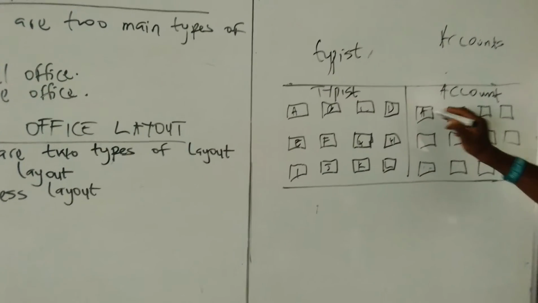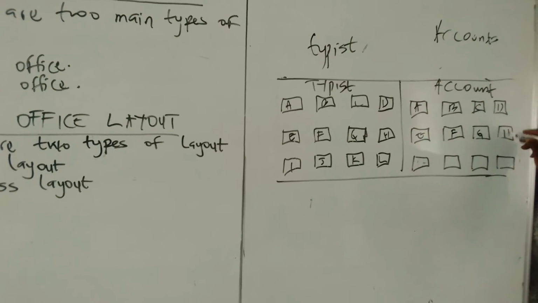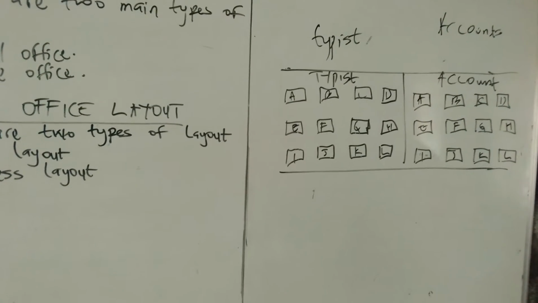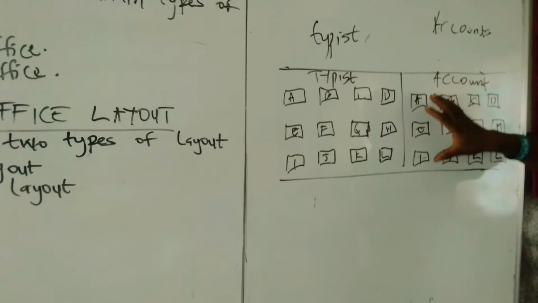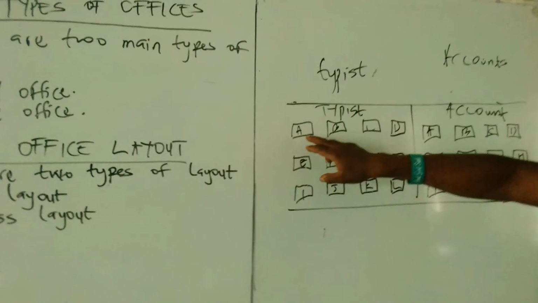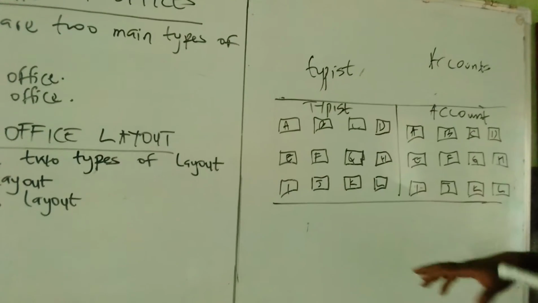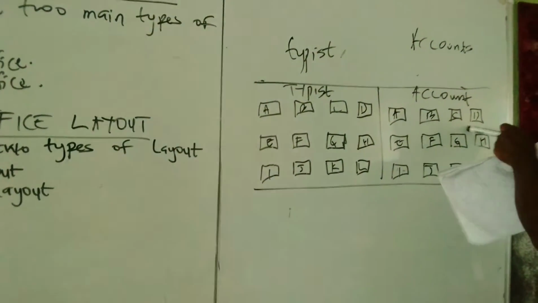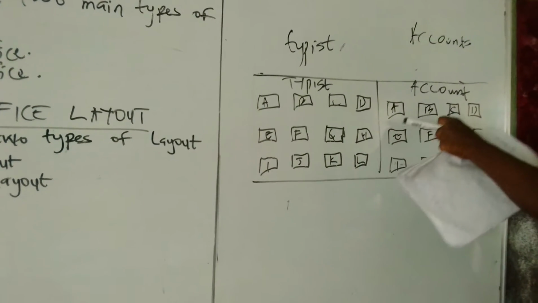You have A, B, C, D, E, F, G, H, I, J, K, L. The same number of staff in the account section. These are also the tools on their table. Now, a particular typing machine is attached to this. A particular machine is also attached to it. They are using it. Also, each laptop is attached to each staff here. You can see here now, being represented alphabetically.